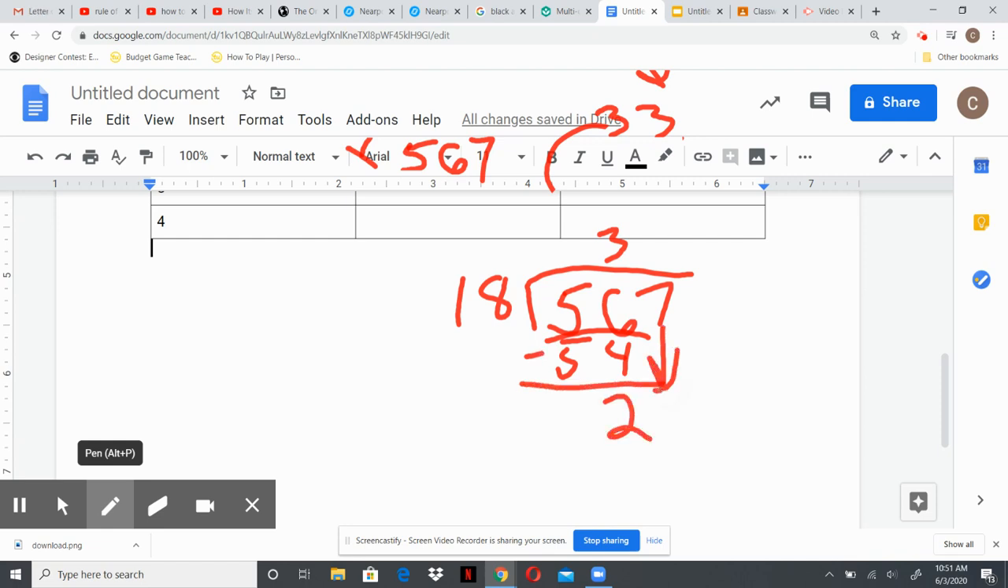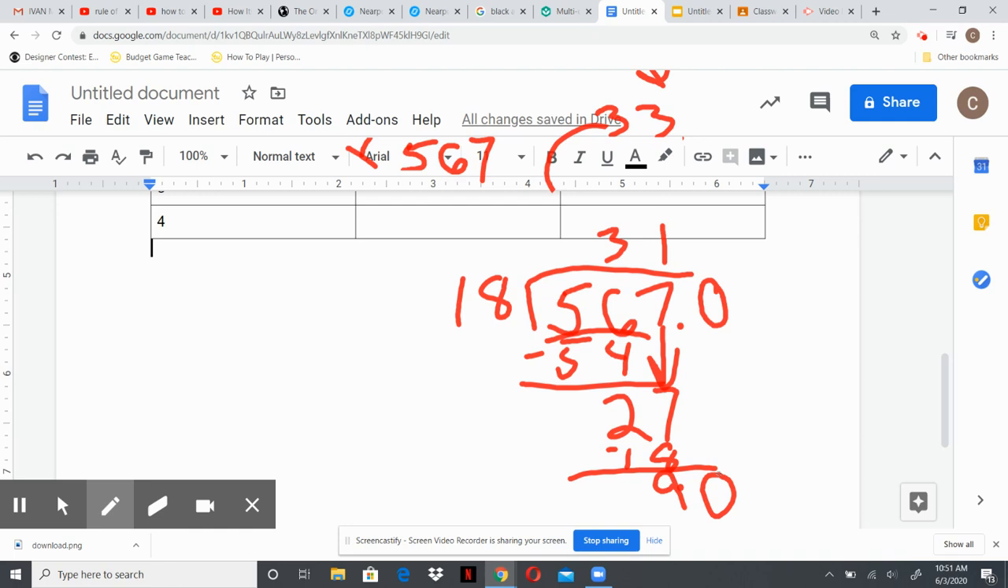We're going to bring down the 7. This is pretty easy: 18 and 27. Well, there's only one group of 18 in 27, which gives us 18. We're going to subtract 18 from 27, which gives us 9. Now we ran out of numbers up here in our dividend, so we're going to add a 0, which doesn't change the value, it just lets us extend it out, which gives us 90.